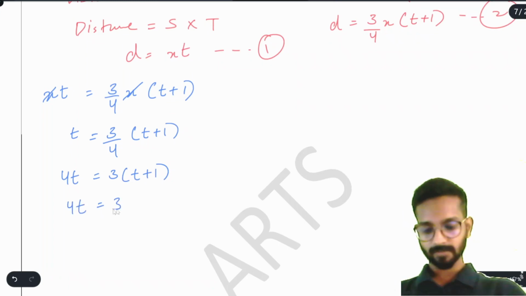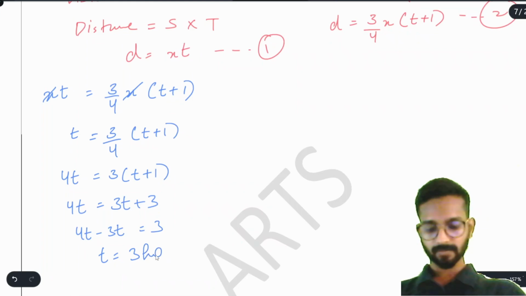That is 3t plus 3. It means 4t minus 3t is equal to 3. t is equal to 3 hours.